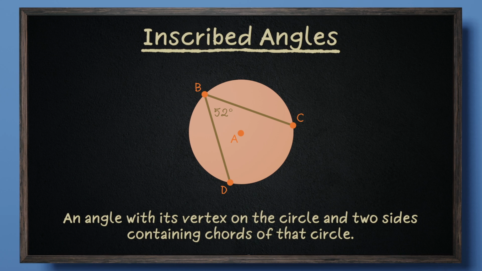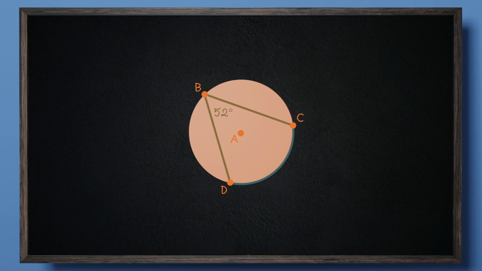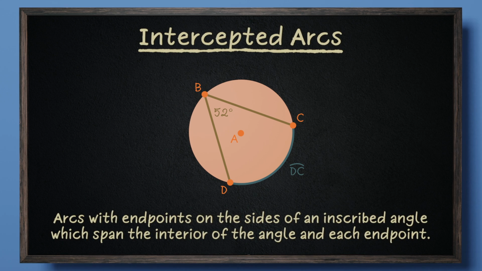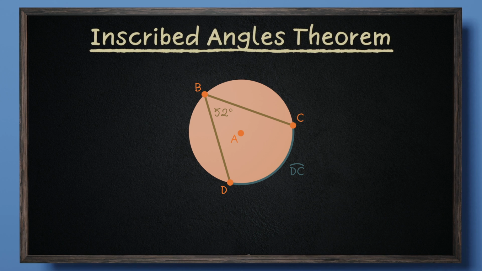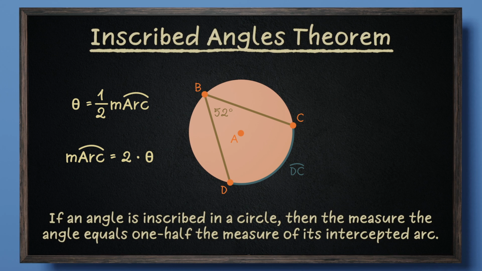This change in location also changes the relationship between the angle and its arc. These new arcs are called intercepted arcs, arcs with endpoints on the sides of an inscribed angle, which span the interior of the angle and each endpoint. Arc DC is an example of such an arc. The calculation of the measure of this arc is not simply the measure of the inscribed angle, like the arcs corresponding to central angles. The inscribed angle theorem states that if an angle is inscribed in a circle, then the measure of the angle equals 1/2 the measure of its intercepted arc.